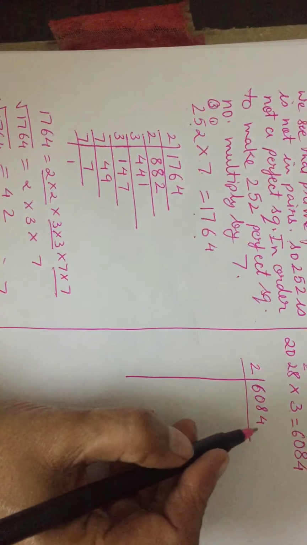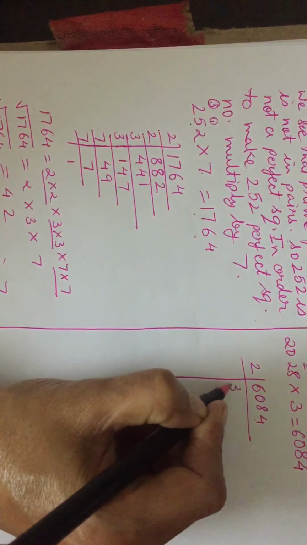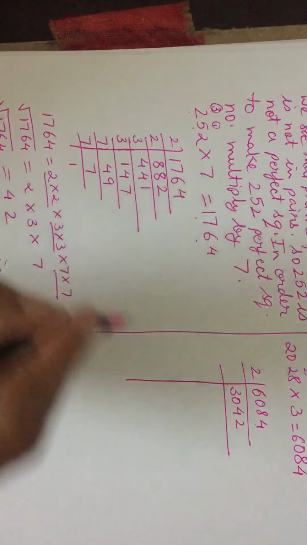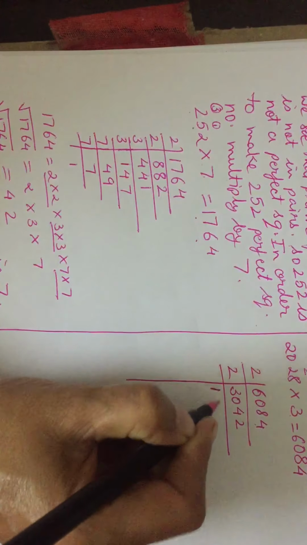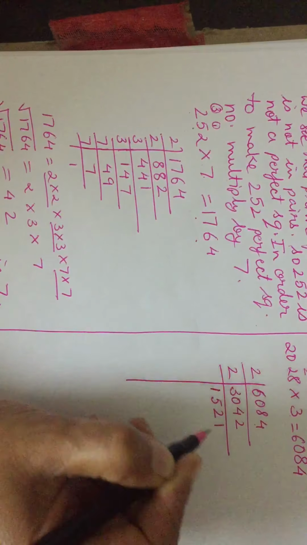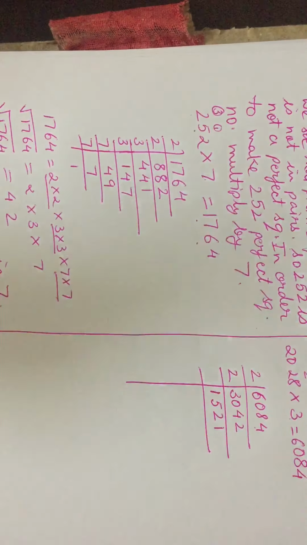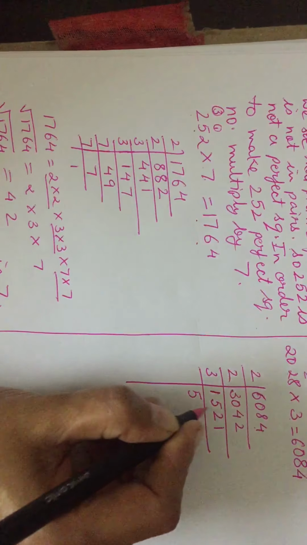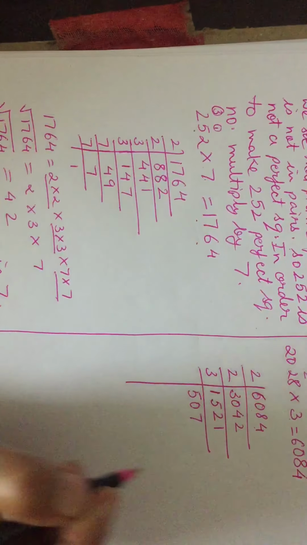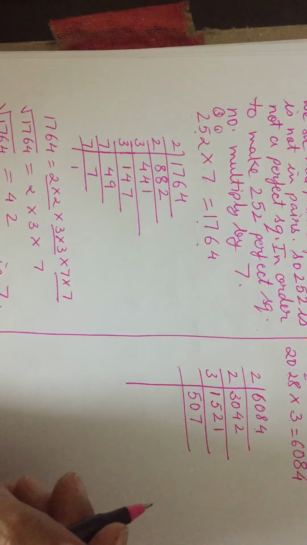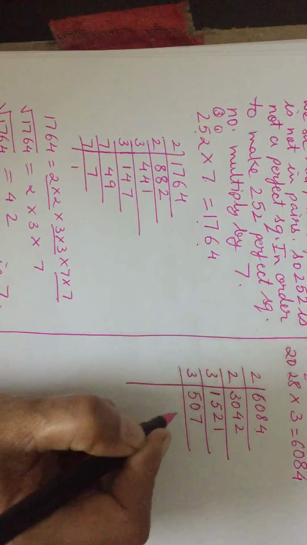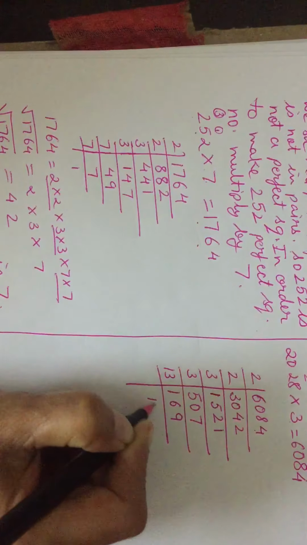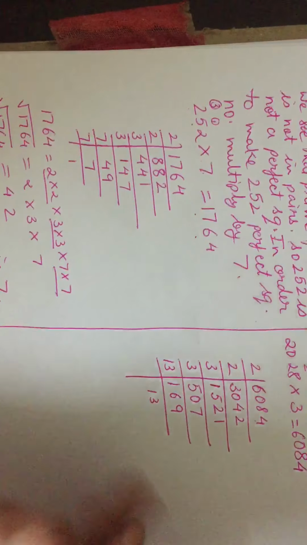It will go by 2 because the ones place is 4. 2 threes are 6, 2 zeros are 0, 2 fours are 8, 2 twos are 4. Again by 2. 2 ones are 2, 2 fives are 10, 2 twos are 4, 2 ones are 2. Now it will go by 3. 3 fives are 15, 3 sevens are 21. Again it will go by 3. We get 169, and now 169 is the square of 13.